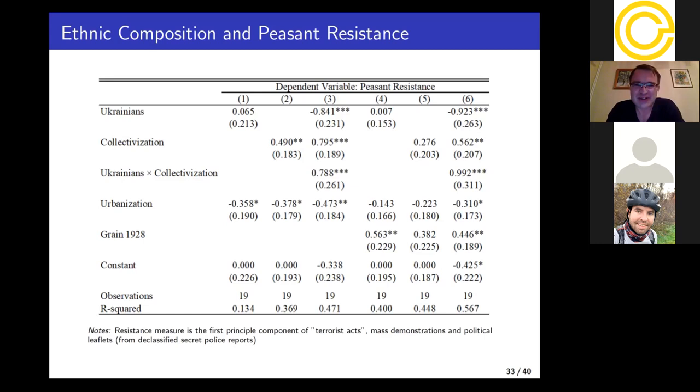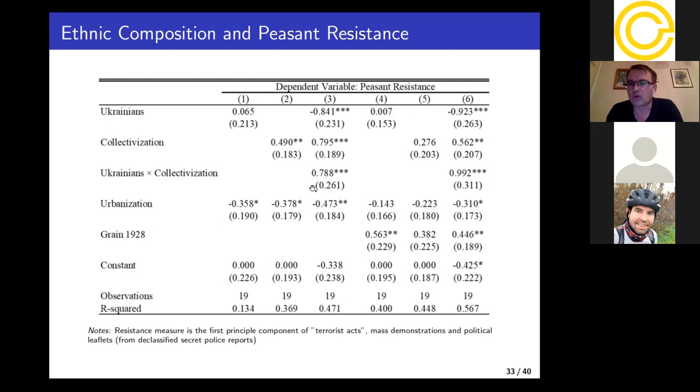I will manage. So first, I promised to show you the results that Ukrainians resisted collectivization more. We collected data from secret police reports on open terrorist acts, at least what the secret police call terrorist acts, mass demonstrations, and political efforts. We construct the first principal component of these three measures, and then we regress this measure of resistance in 1932 and 1931, averaged over these two years, on the share of Ukrainians, collectivization, and their interaction. So conditional on the same level of collectivization, Ukrainians resisted collectivization more.